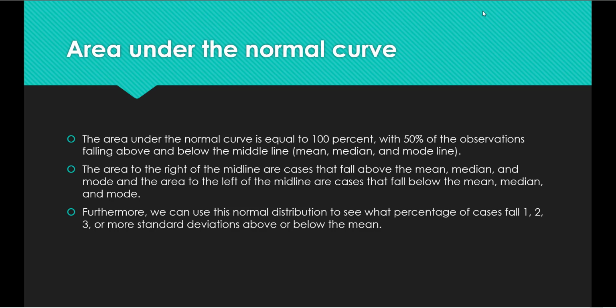Furthermore, we can use this normal distribution to see what percentage of cases fall 1, 2, or 3 or more standard deviations above or below the mean. Going back to the previous lecture where we discussed the standard deviation, we can use it to create a standardized value for each value in our distribution. We can take raw scores, whether it's SAT scores, GPA, or income, and use the standard deviation and the mean to calculate how far above or below the mean a certain value is.